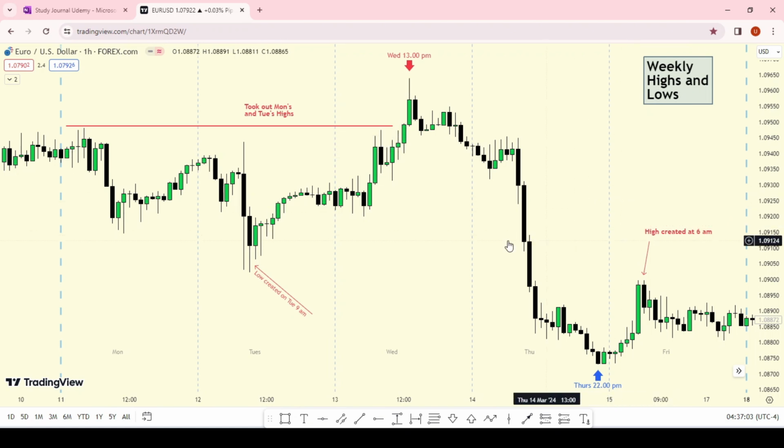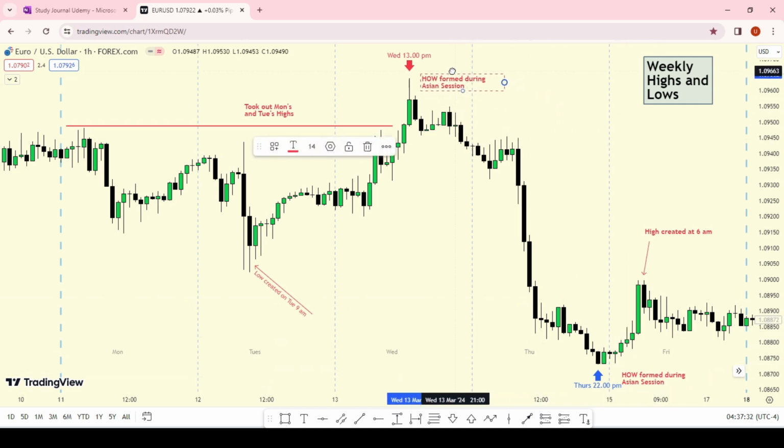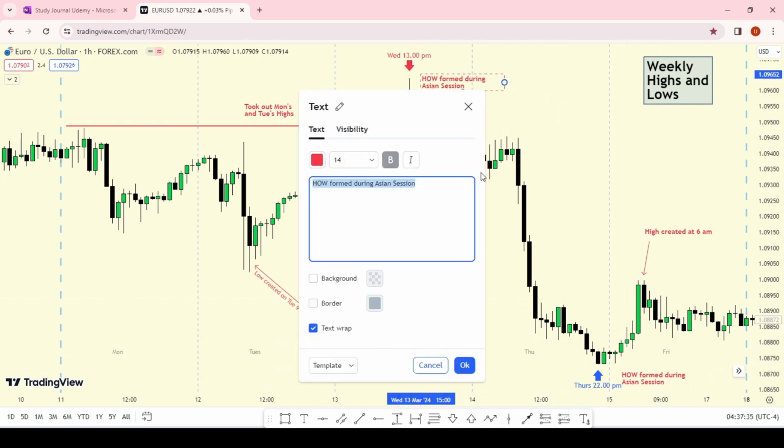Something else, you also want to indicate what was the kill zone that the highest high and the lowest low were formed in. So maybe for this one, I'll indicate that the high of the week formed during Asian session. That's very important actually. You need to indicate the session that the highs and the lows were formed, especially the highest high and the lowest low.